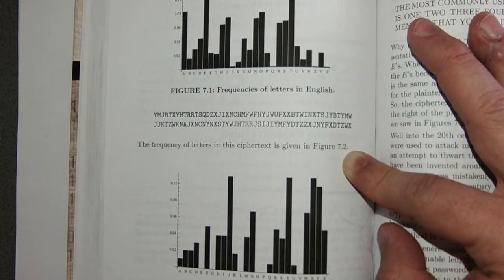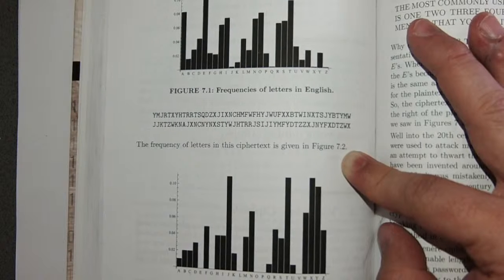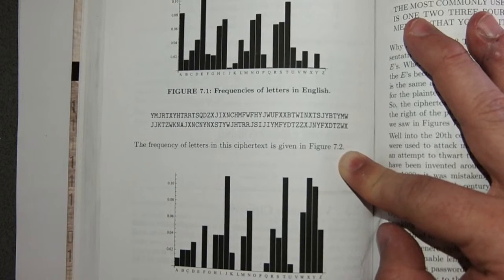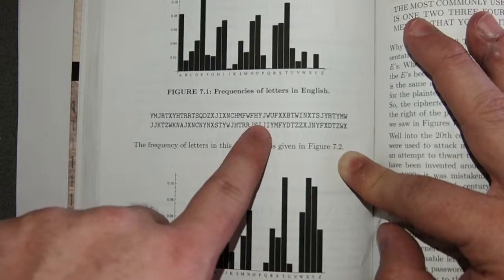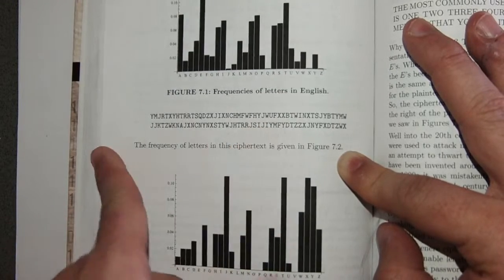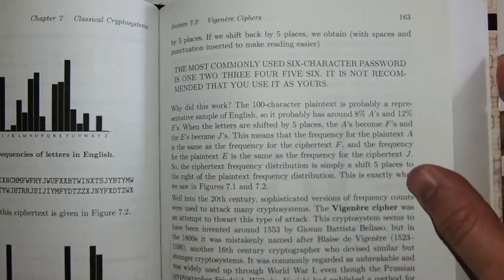Okay, all right. So then what you do is you test it. You say, all right, looking at this frequency analysis plot, I guess that the cipher text has been shifted to the right 5. So I unshift it. I shift it to the left 5 instead. And when you do that, you get this text.